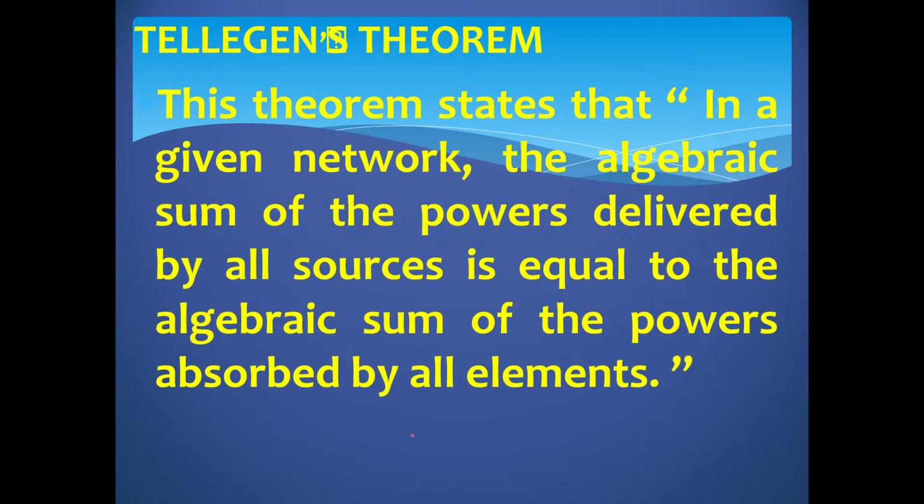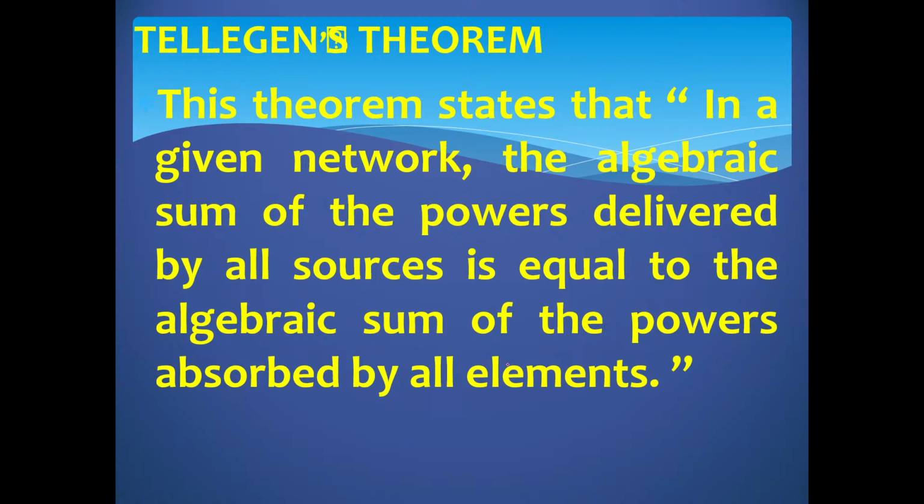In other words, I can say that the algebraic sum of all powers in all branches at any instant is equal to 0. That is one more statement for Tellegen's theorem. And these branches, the branch currents and voltages across each branch, must satisfy Kirchhoff's voltage law.